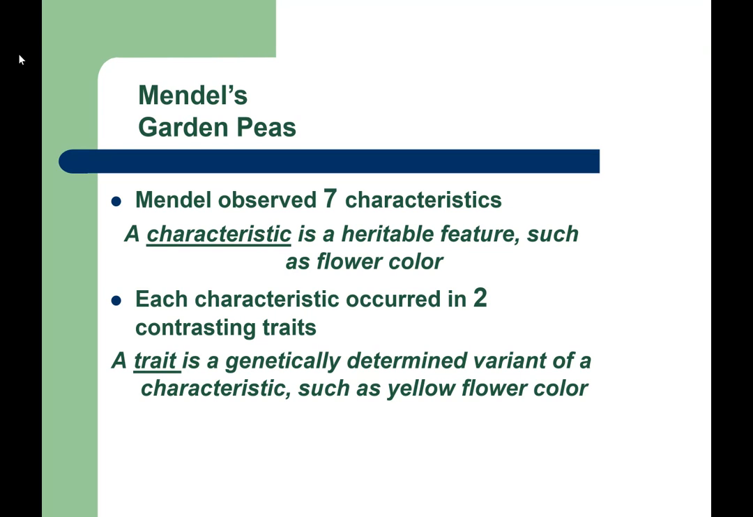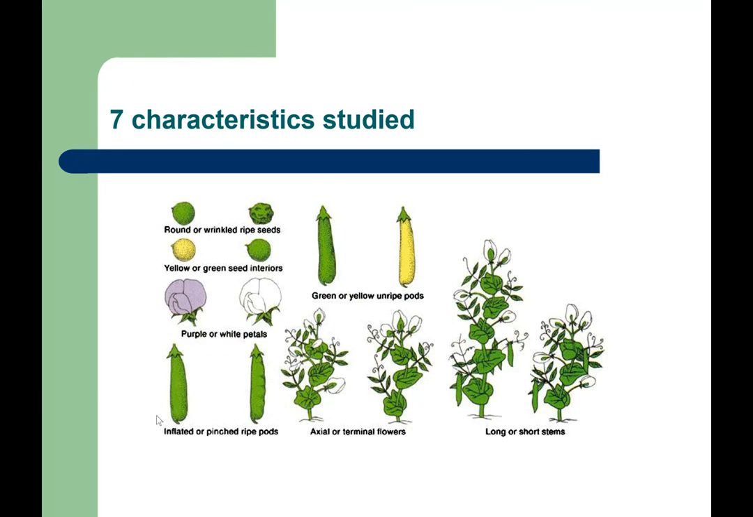And this is a good time for us to talk about characteristic versus trait. A characteristic is something that can be inherited. When we think about peas and plants, we often think about flower colors. So the color of a flower is a heritable feature. That's a characteristic. Each characteristic occurs in 2 different traits. So the trait would be the actual color, so yellow versus purple or white versus purple. You'll always have 2 different traits to look at when you're thinking about genetics. Sometimes more, but minimum 2.